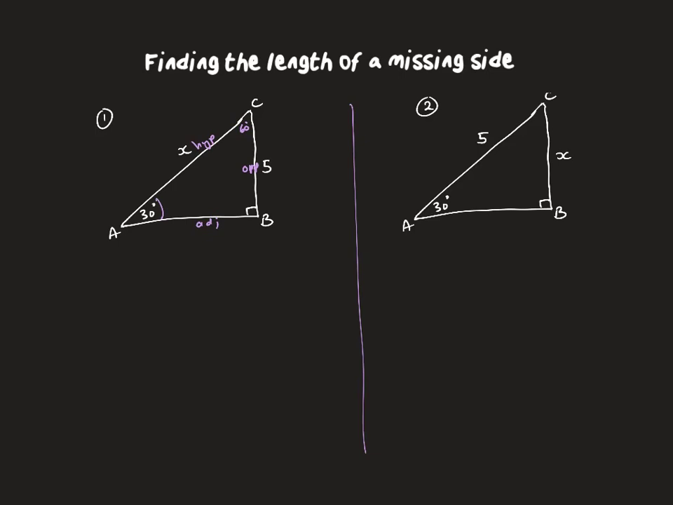The first thing you're going to do is, if you've been presented with an angle, which we have, and you've been presented with a side, which we have, 5, you look at what you now need. I need to find the length of another side, right? So I need to find the length of x here.